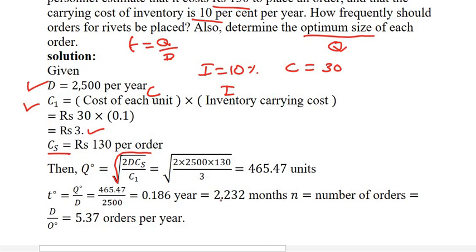So if you are calculating that in terms of months, you have to multiply this by 12. If you multiply this by 12, we are getting 2.23 months. The 2.23 months is the time period of each order, and the number of orders is denoted as D by Q, and D by Q is nothing but the reciprocal of time period. It is 5.37 orders per month.